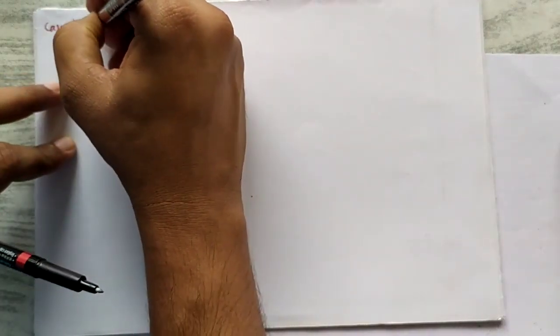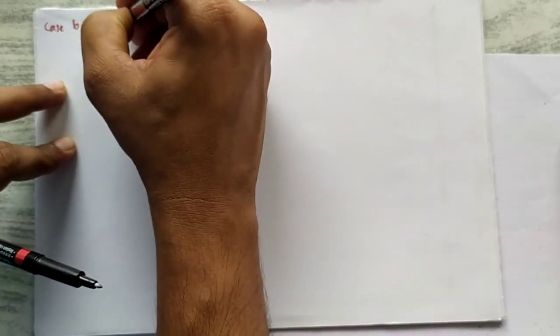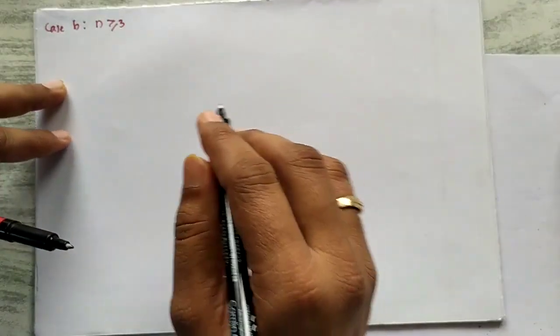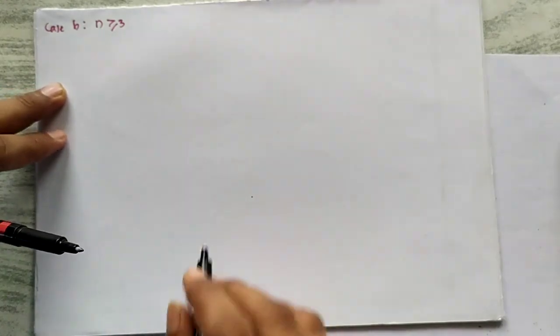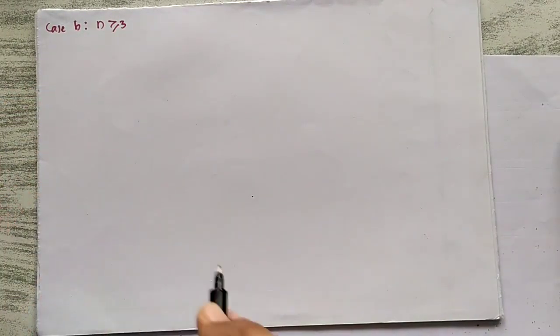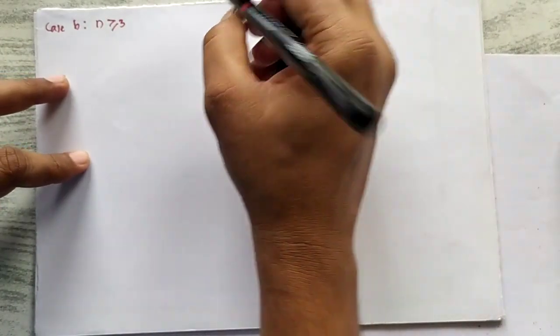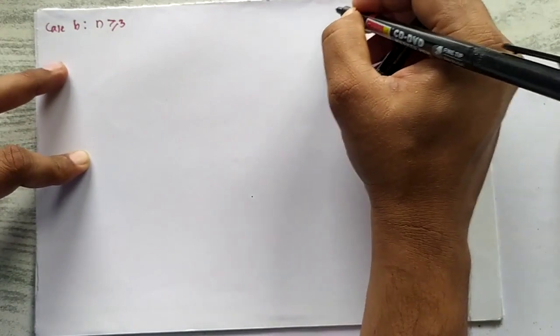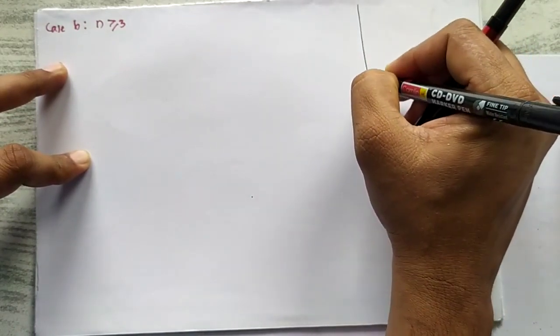So here, since this is a continuous signal, case B will be for n greater than or equal to 3. Anything that is greater than or equal to 3, obviously I will see both the signals are having overlappings. Let us plot it again so that it will be very easy for you to understand here.